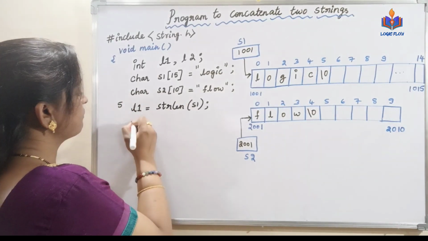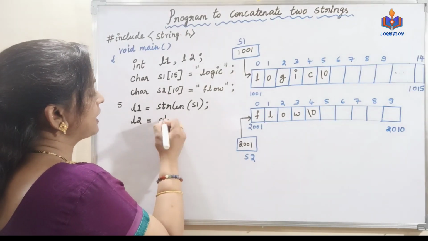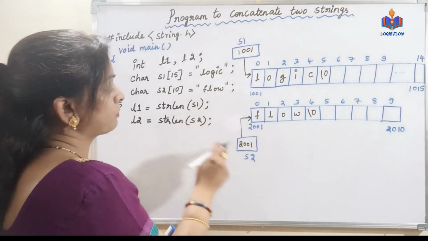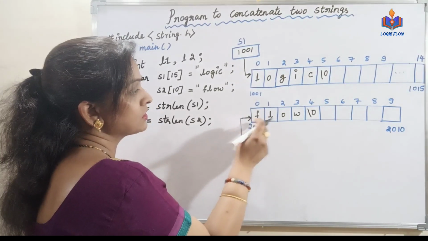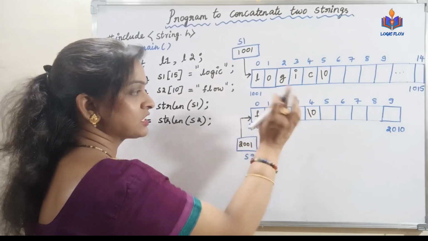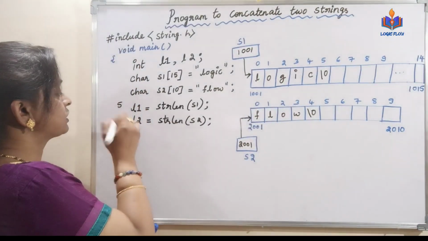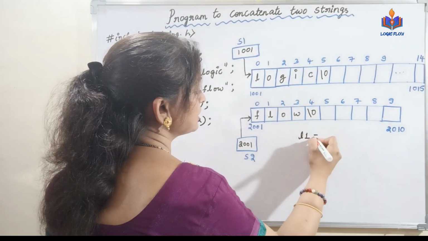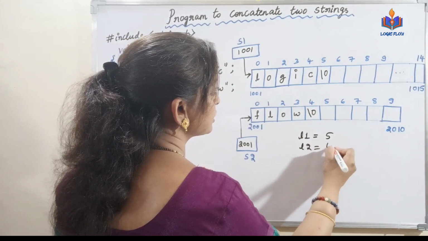The same way I will find the length of string 2. I say L2 is equal to strlen of S2. Character pointer S2 is pointing to 2001. So count the characters. When it encounters the null character, it stops counting. So it is 1, 2, 3, 4. My answer is 4. So for L1 it is 5 and for L2 it is 4.